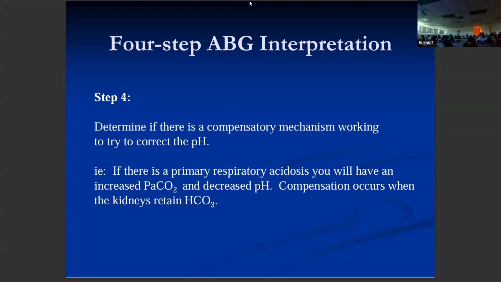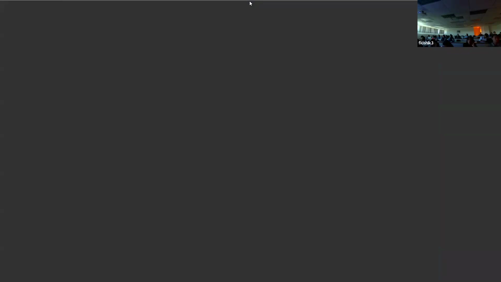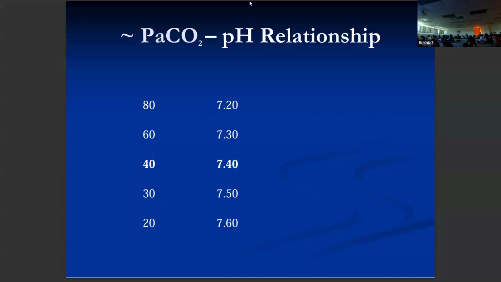So if you just have pH up, CO2 down, normal bicarb, you have a respiratory alkalosis. There's no compensation there. You have a normal bicarb. You can go into compensation. You can go into partial or you can go into full. This person here is fully compensated.